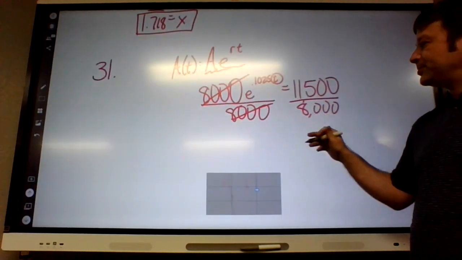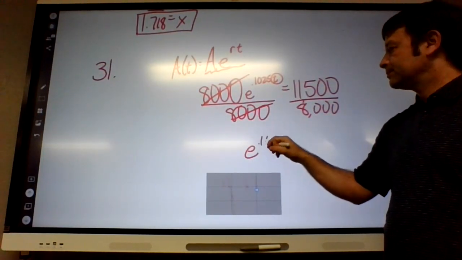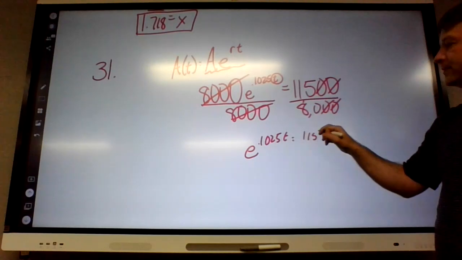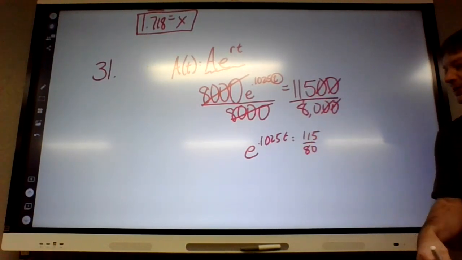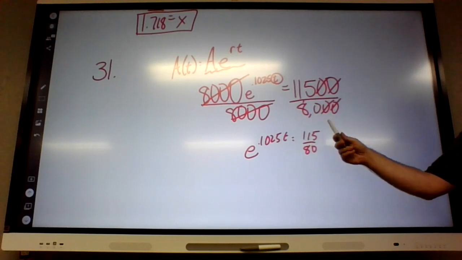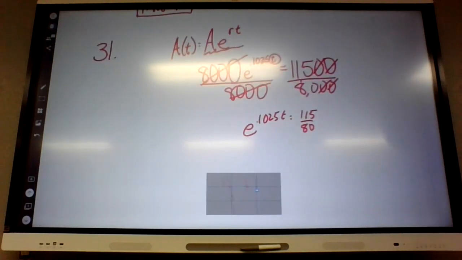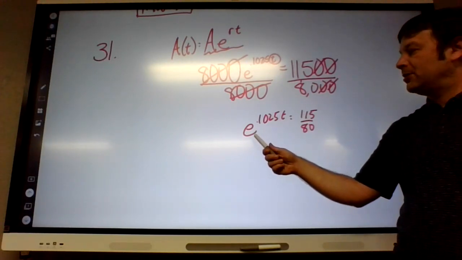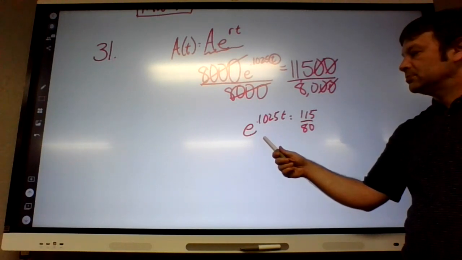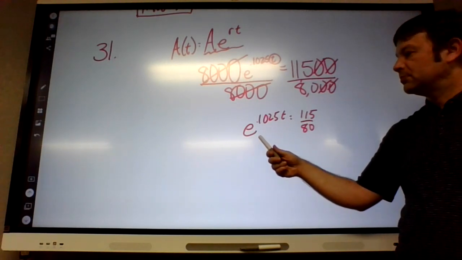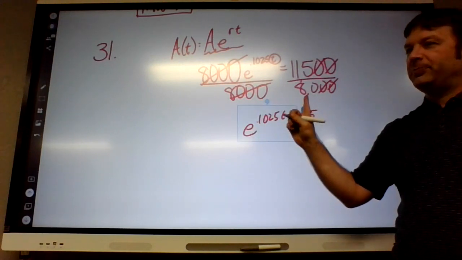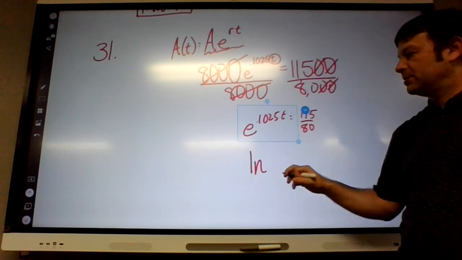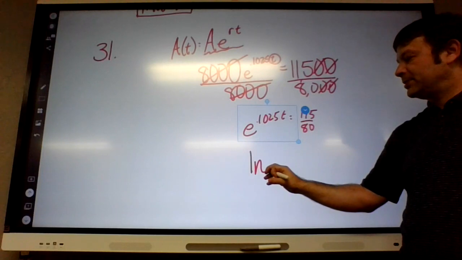You could turn that into a decimal. I usually just maybe reduce it a little bit, like 115 over 80. You could do more, but it doesn't really matter. This is not the final answer. This is just something we have to plug in later. Okay, so what would this be in log form? Okay, log base e, but instead of log base e, what else could we write for that? Natural log.